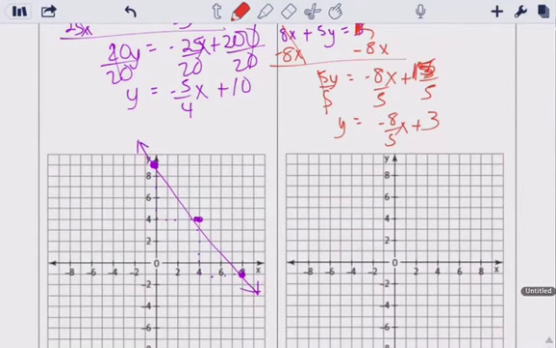And then right here, down 8, 1, 2, 3, 4, 5, 6, 7, 8, 1, 2, 3, 4, 5. Right there. Run out of room, just graph that. It's good enough. Okay?